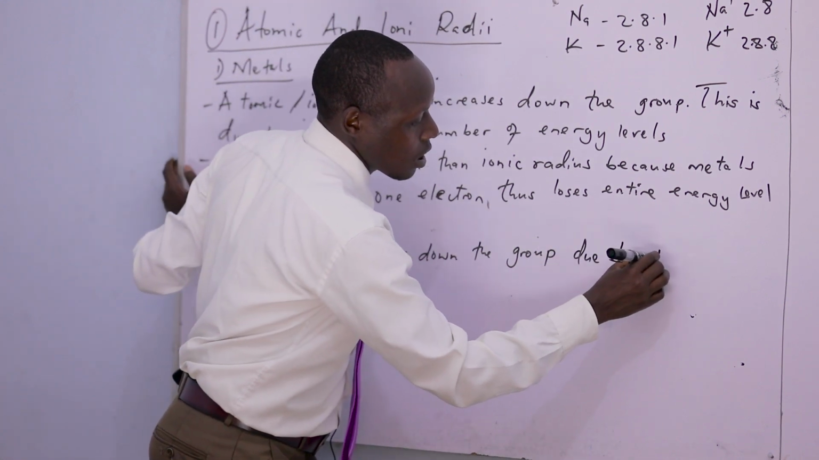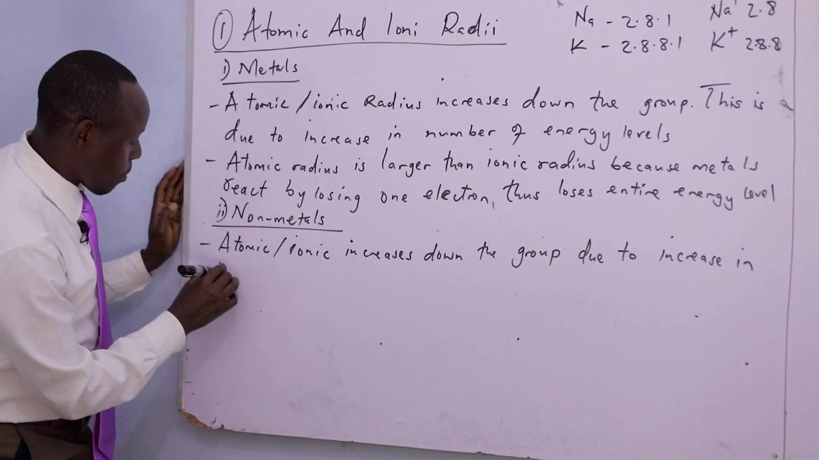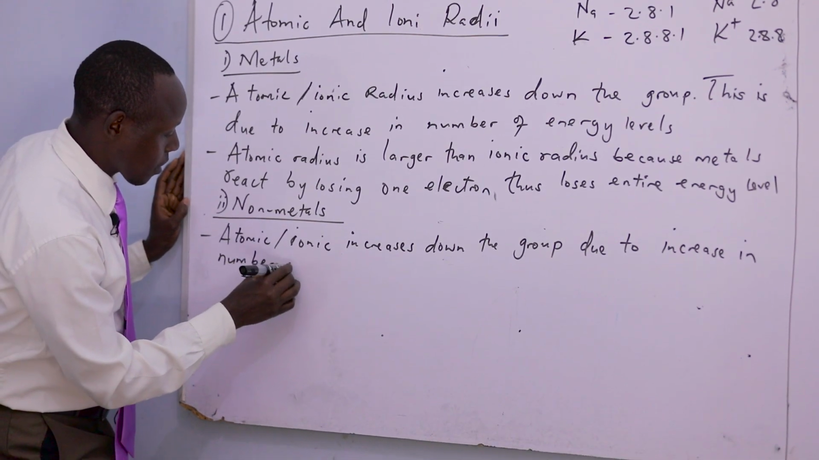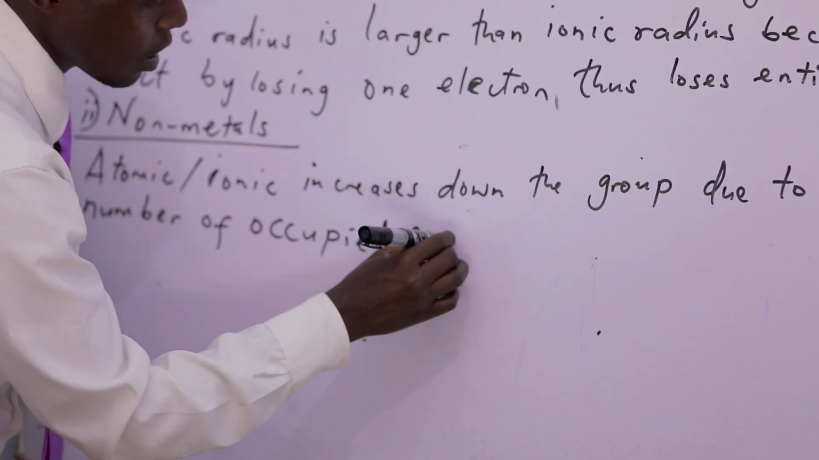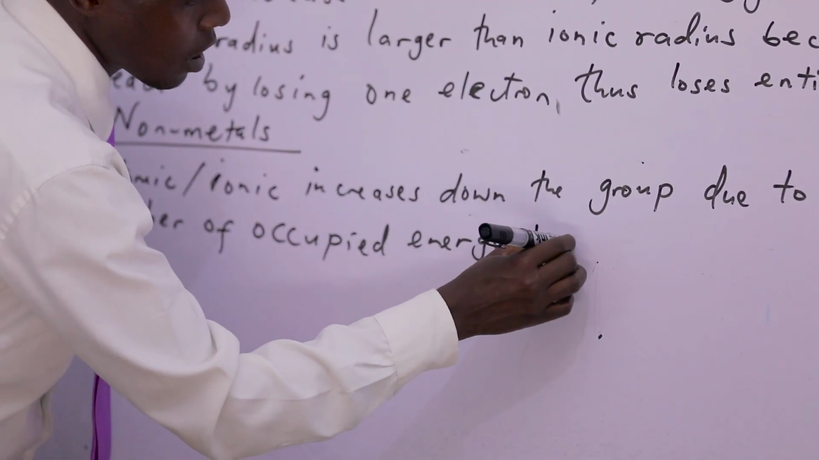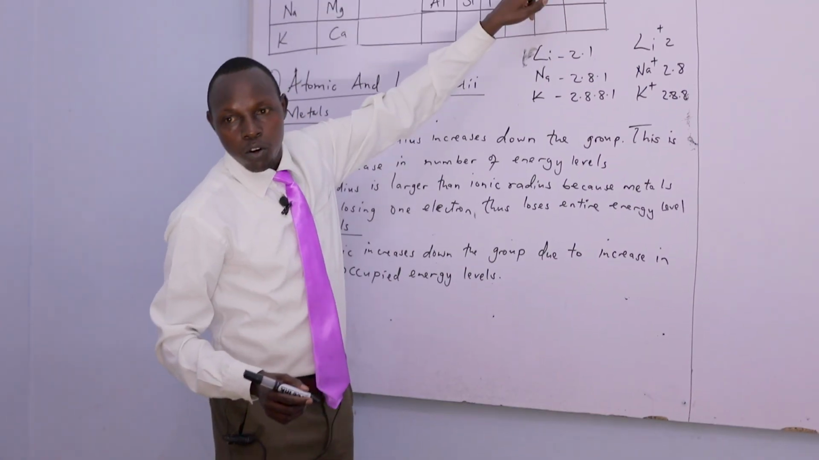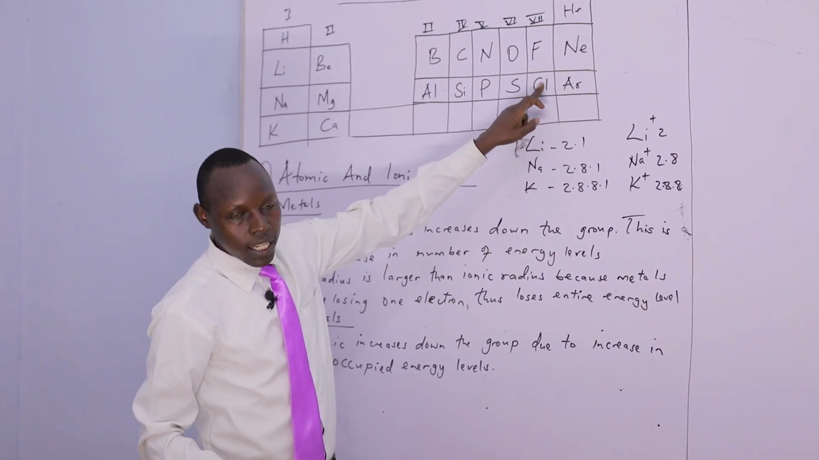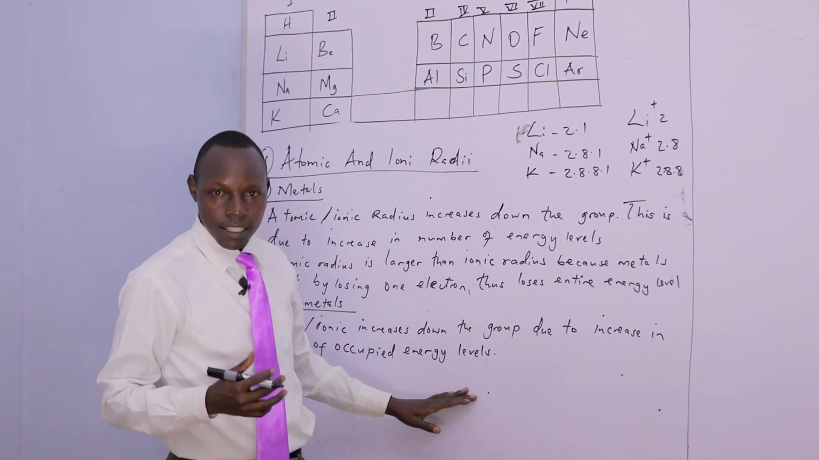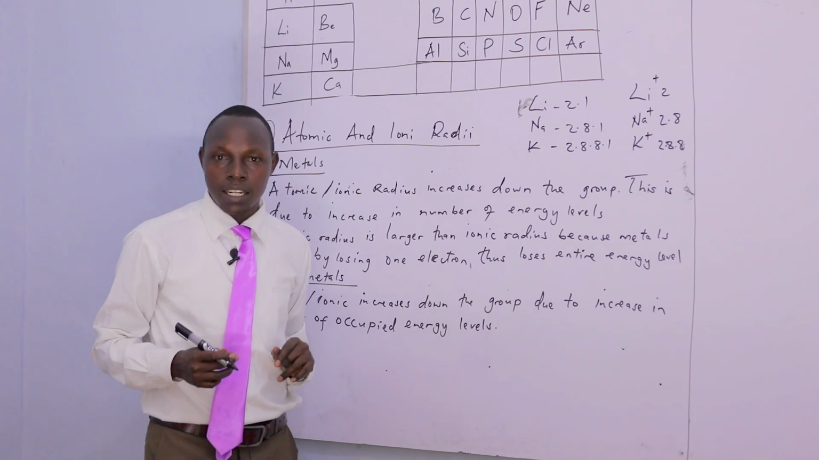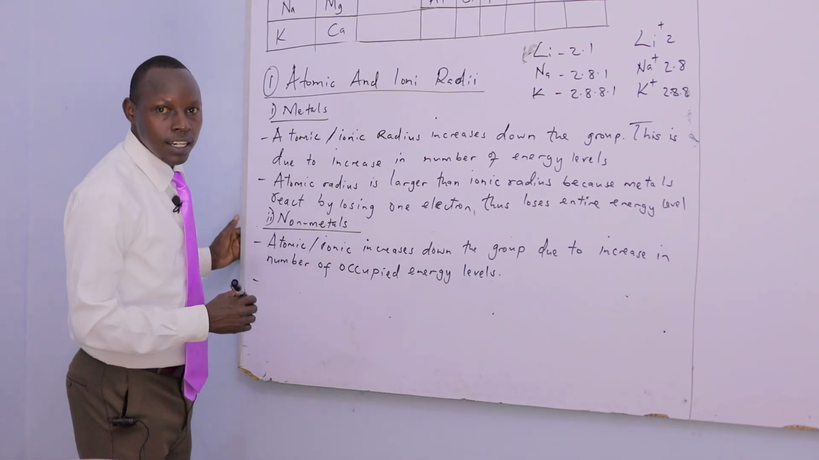Due to increase in number of occupied energy levels. So this point is the same. As you move from fluorine to chlorine, the number of occupied energy levels increases, and therefore the atomic and ionic radius increases.